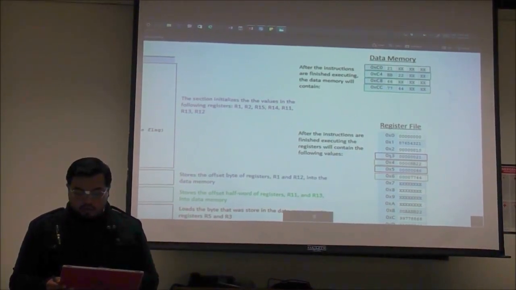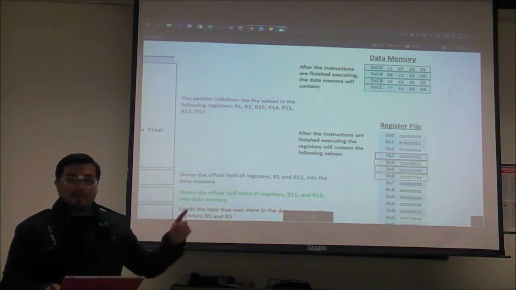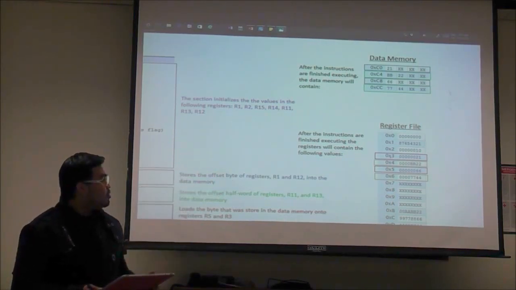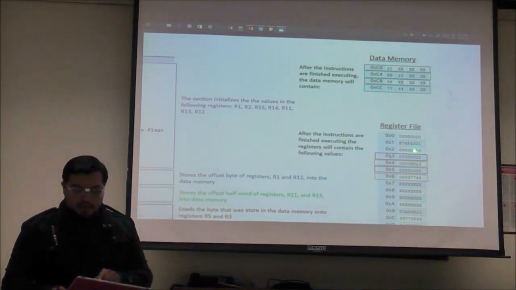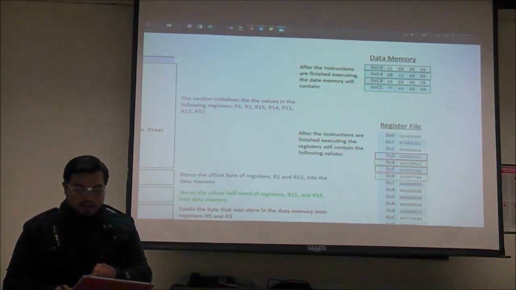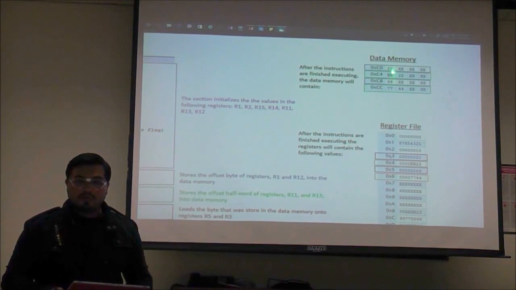But for register 1, what's the least significant byte that you see there? On 0x1, it's a 21. And as you can see, in data memory 0C0, it's a 21 as well.